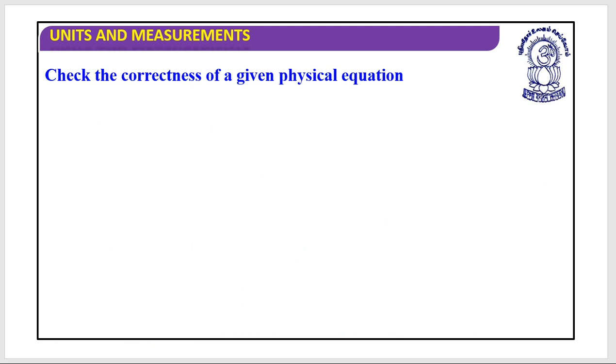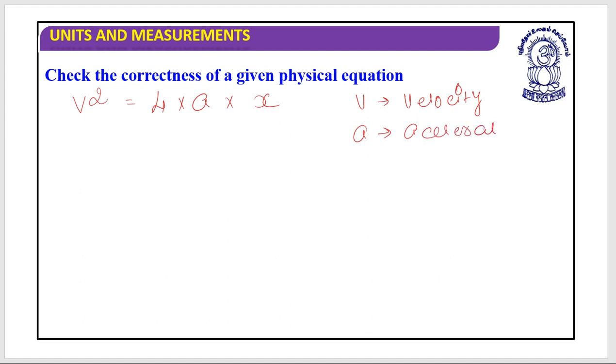Suppose you need to find out the correctness of the relation v square is equal to 4 into a into x, where v is the velocity, a is the acceleration, and x is the displacement. You need to find out the correctness of this relation.